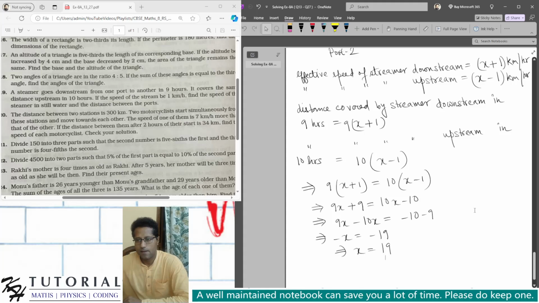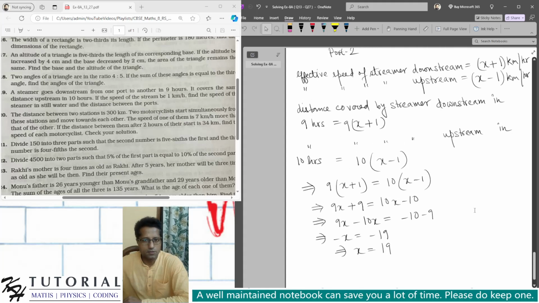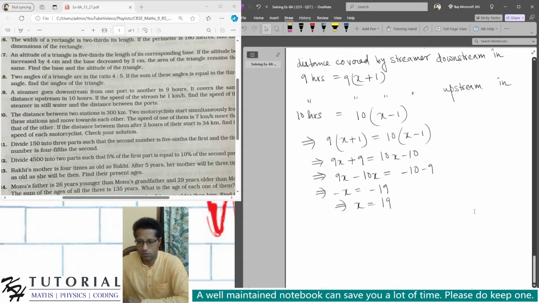That is, the speed of the streamer in still water is 19 kilometer per hour. What is asked? Find the speed of the streamer in still water. So we have found one answer. The speed of the streamer in still water is 19 kilometer per hour, because x is what we have assumed to be the speed of the streamer in still water.